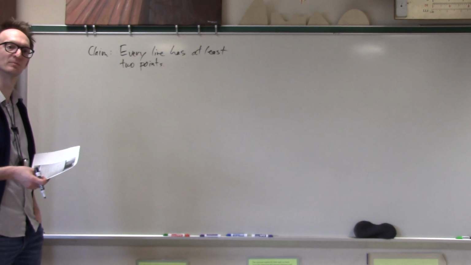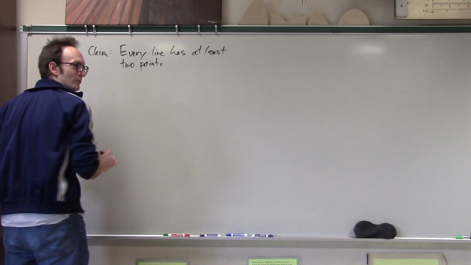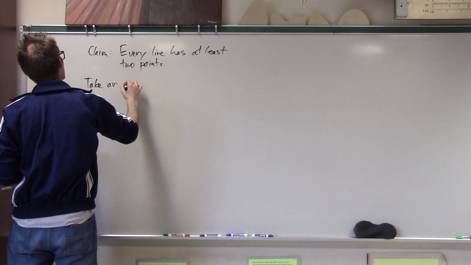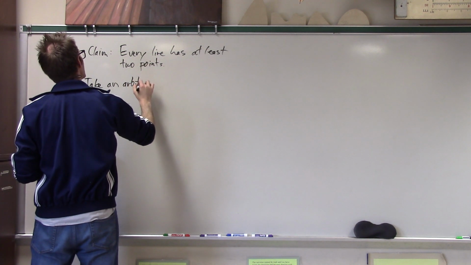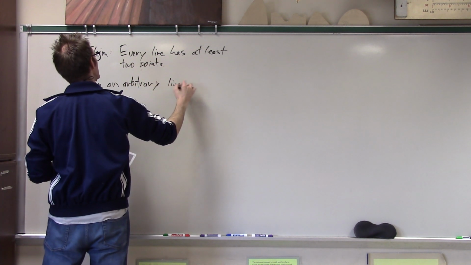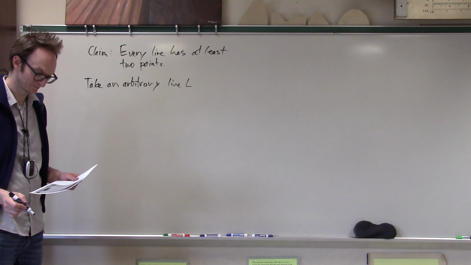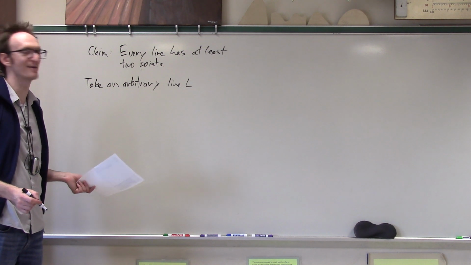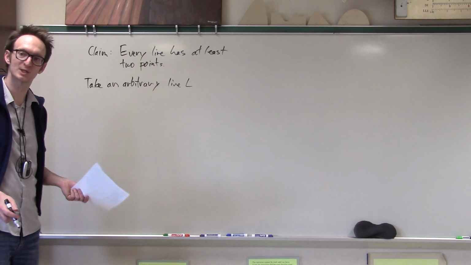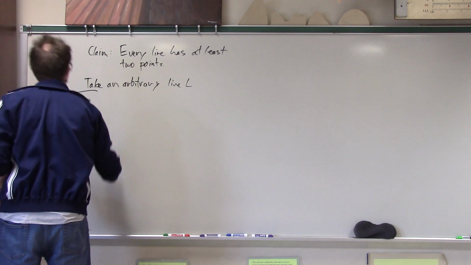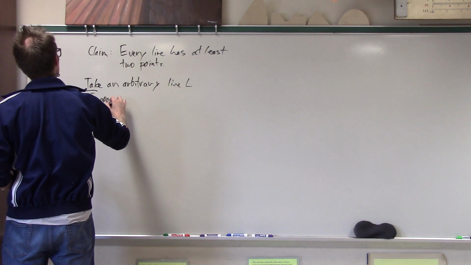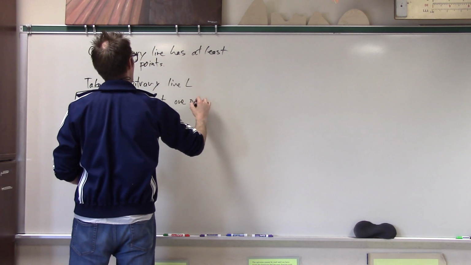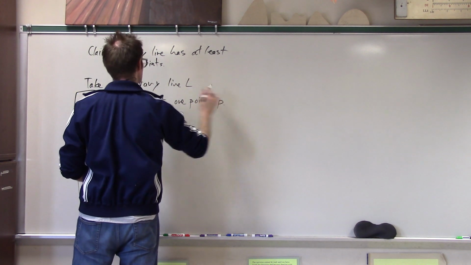Okay, ready? Okay, this proof is due to Dennison. Take an arbitrary line L. I'm going to prove to you that this line must have 2 points by contradiction. So, suppose L has just 1 point on it, P.